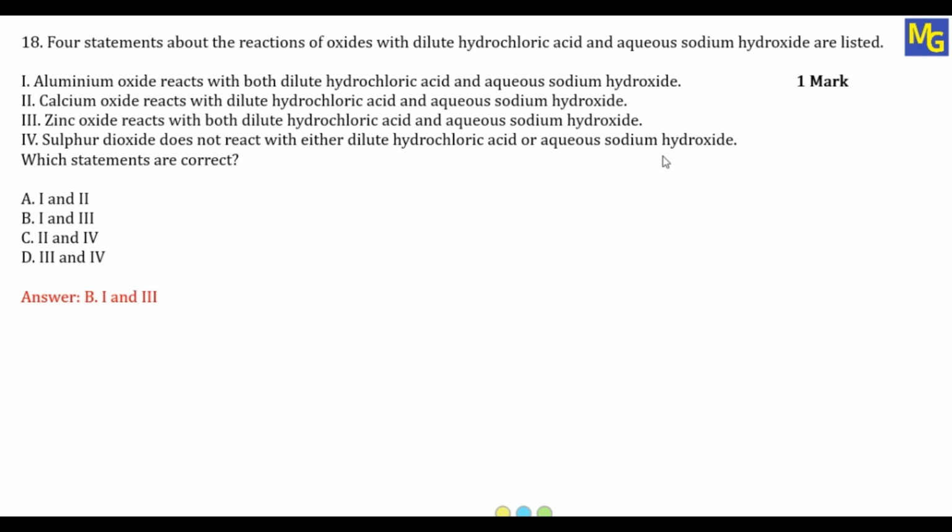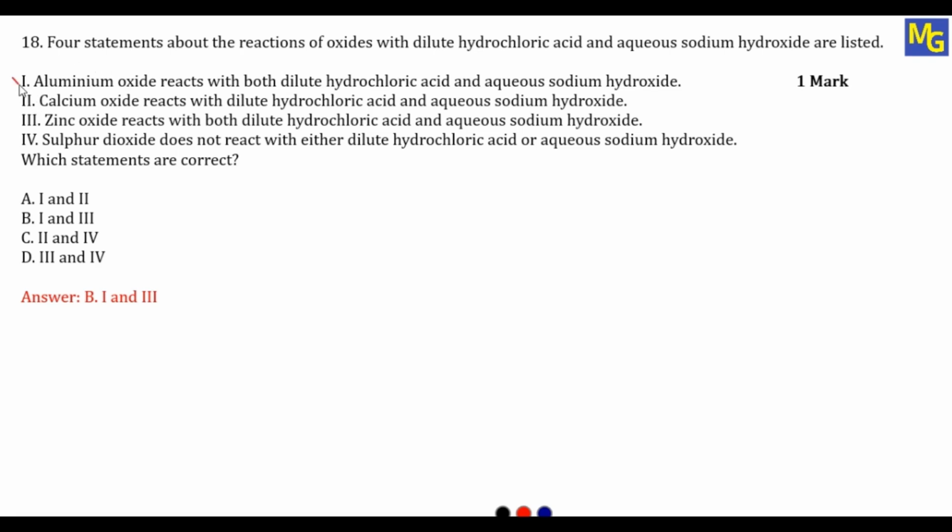So these are the four statements, and now in the options they have given option 1 and option 2. Here we have to see which statements are correct. If statement 1 and statement 2 are correct, then mark option A. If statement 1 and statement 3 are correct, then mark B, and so on. So now we will start with the answer.